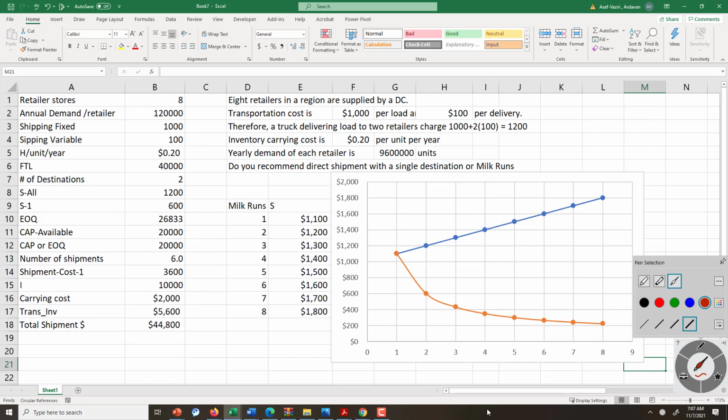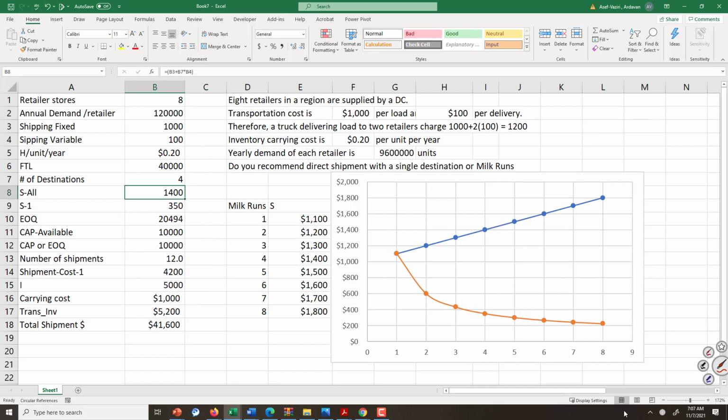Let's also consider milk runs to 4 retailers. Everything is the same up to here. Because I have 4 retailers, this would be total transportation cost. And since they are 4, this is the share of retailer. Computed EOQ based on this number gets me 20,000. Share of this retailer in this truck is 40,000 divided by 4, which is 10,000.